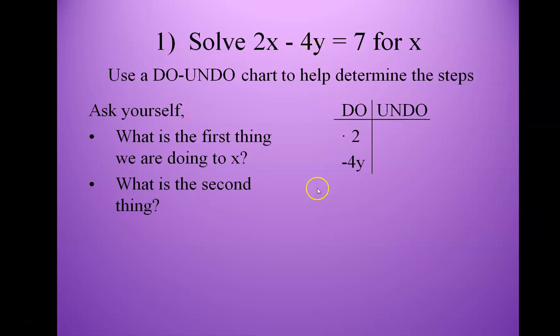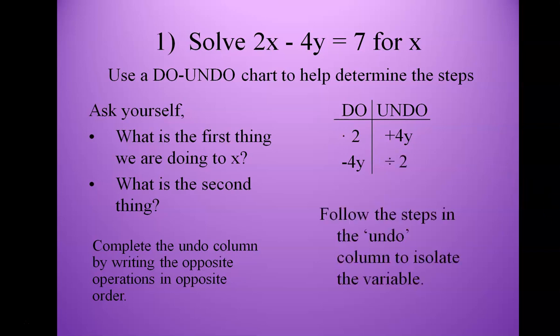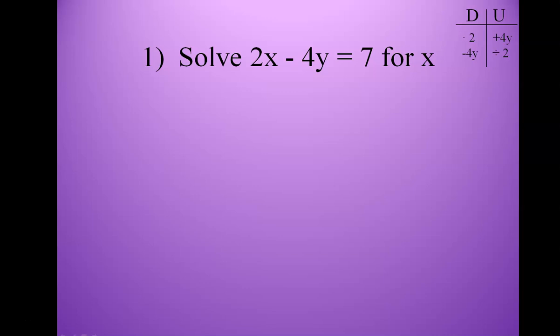So we're going to write the undo chart backwards by doing the inverse operation. If here we had subtracting 4y, in the undo chart we have to put plus 4y, right? And then to undo multiplying by 2, we have to put dividing by 2. And then we're going to follow the steps in the undo column to isolate the variable.